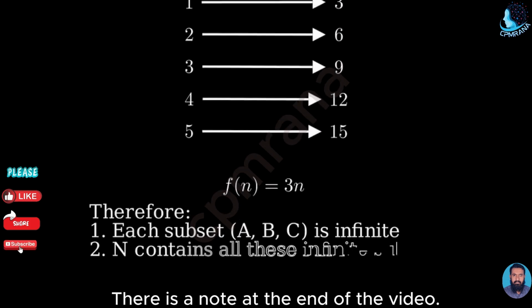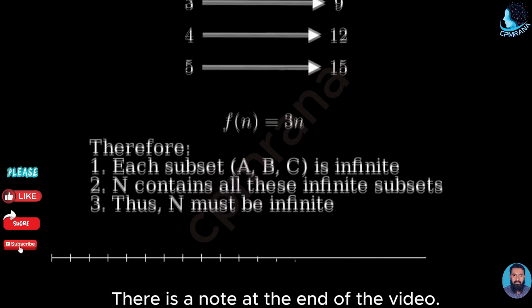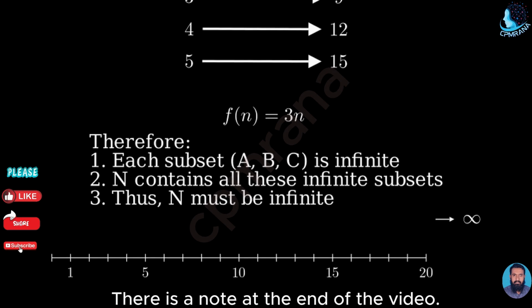And since the natural numbers contain all of these infinite subsets, the set of natural numbers itself must be infinite. This is a fundamental property of the natural numbers. No matter how far you count, you can always count one more, making the set of natural numbers truly infinite.